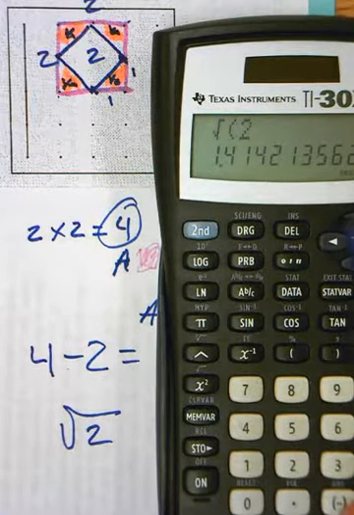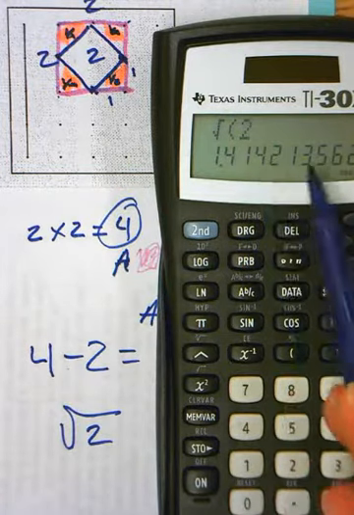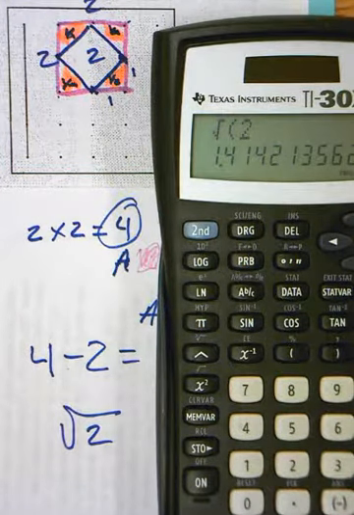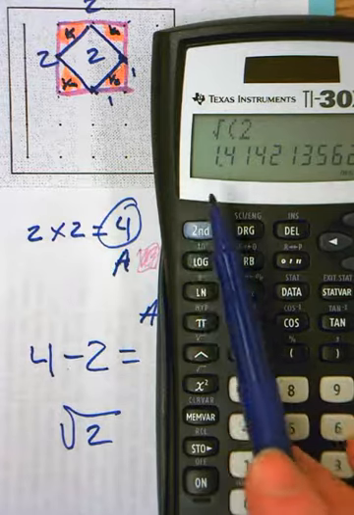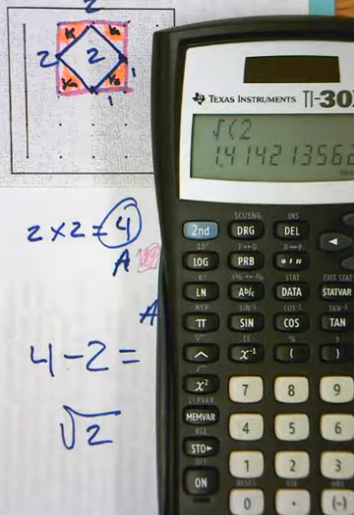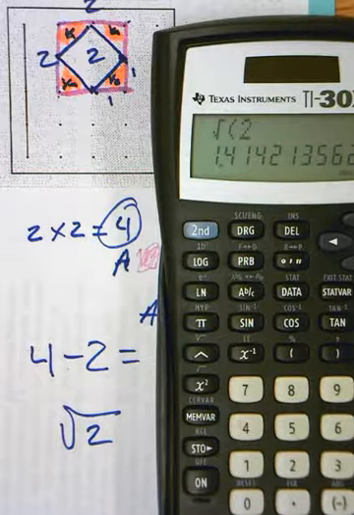Remember that this is an estimation, that this is a non-repeating decimal that goes on forever, and if we multiplied 1.414213562 by itself, it would come up with a number very, very close to 2, but not exactly 2. The calculator would actually round it up to 2, and it would appear like 2. But it is indeed an estimation.